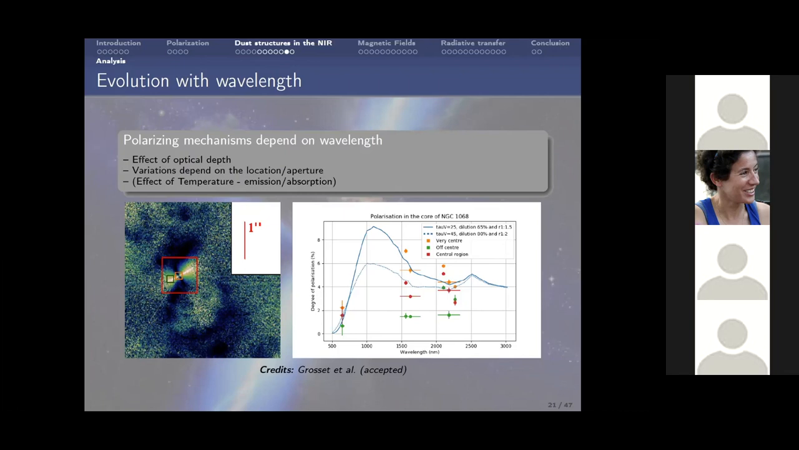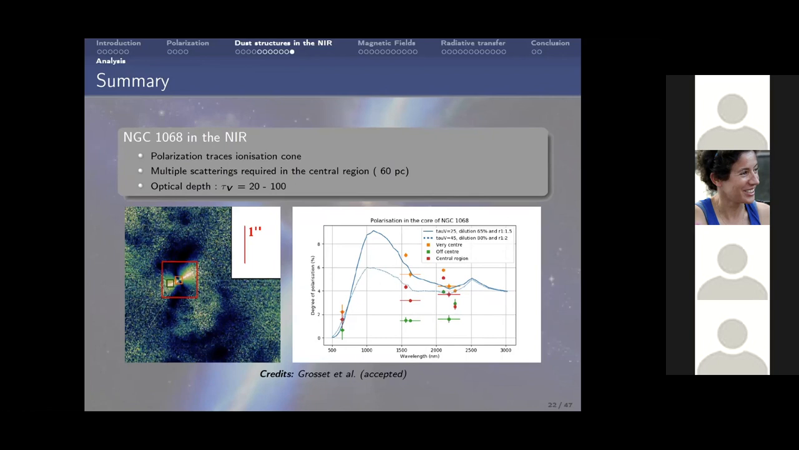So in the very central part, we would actually have the light coming from the center, which crosses through part of the AGN. So that would actually be dichroic absorption. So we would have a specific orientation of the polarization because of dichroic absorption. So that would explain the very high polarization degree in the center.